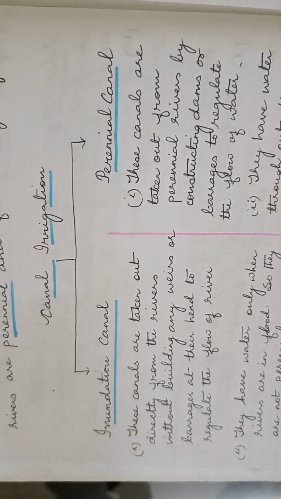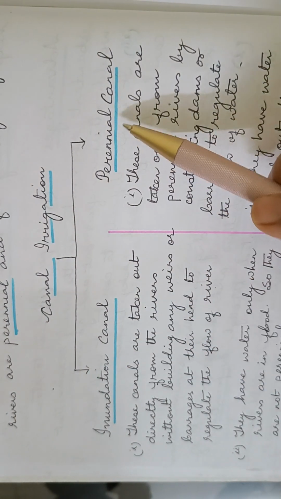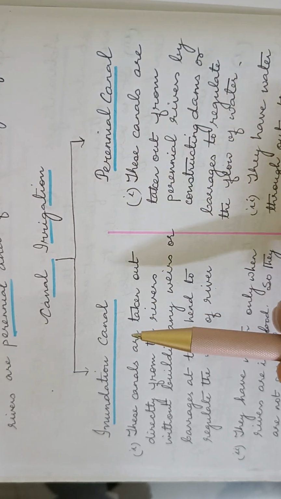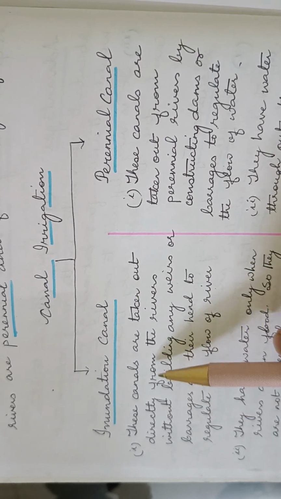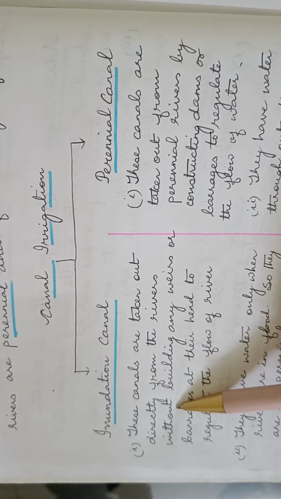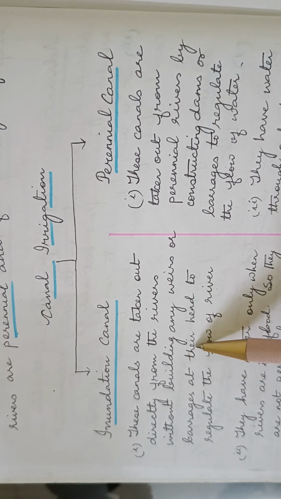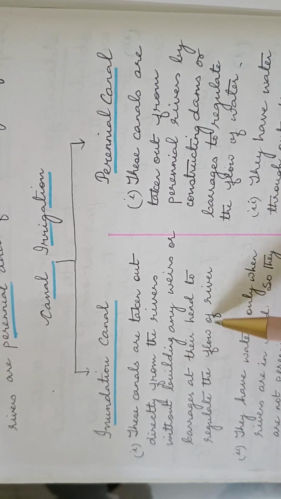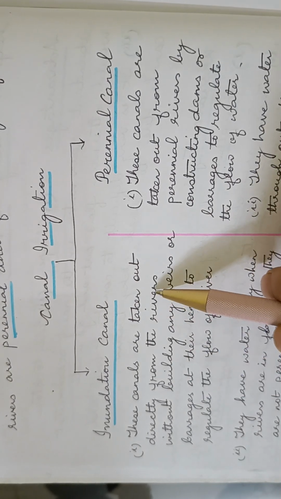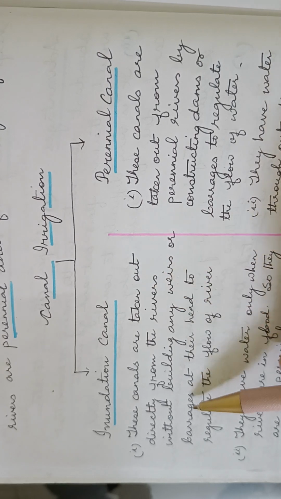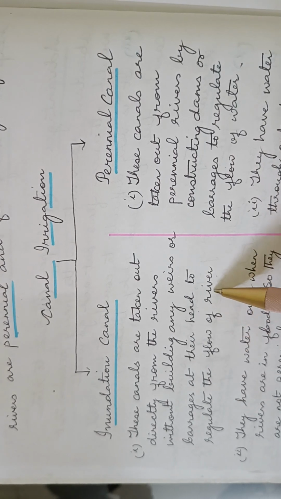Broadly speaking, canal irrigation can be divided into two types. One is inundation canal, the other one is perennial canal. Inundation canals are taken out directly from the rivers without building any weirs or barrages at their head to regulate the flow of river. So this is the definition. They are directly taken from the rivers, and weirs or barrages are not built at their head in order to regulate the flow of river.